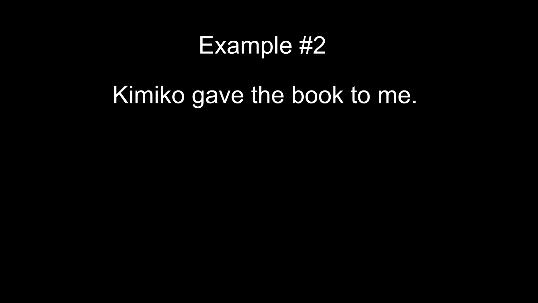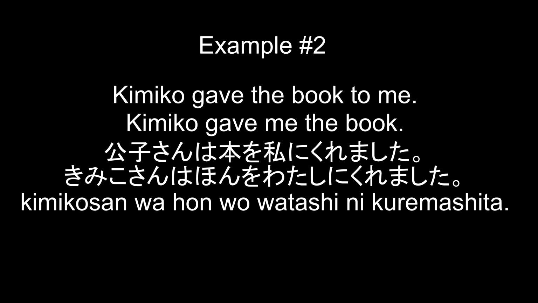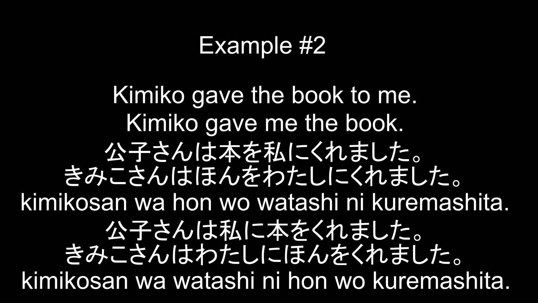Example 2. Kimiko gave the book to me. Kimiko gave me the book. きみこさんは本を私にくれました。きみこさんは私に本をくれました。Now here we see basically the same thing being said two different ways in both languages. There are probably slight nuances to the meaning that I could explain, but we're not going to worry about that right now.